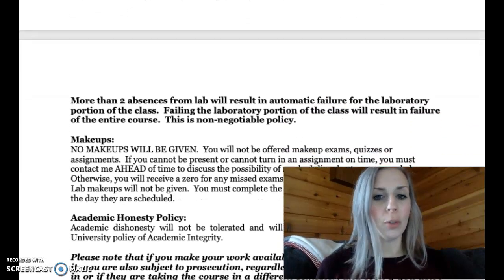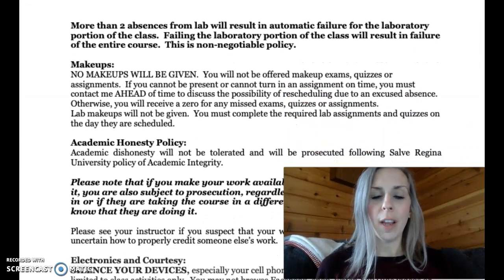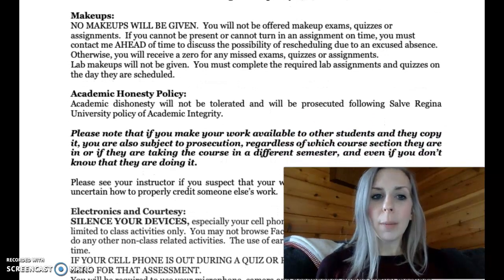If you miss more than 2 labs, that is an automatic failure of the laboratory portion of the class, and that is a non-negotiable department policy, okay? And you know I take attendance. Those of you who've had me before, I take attendance every time, whether we're on Zoom or in person. There are no makeups given.